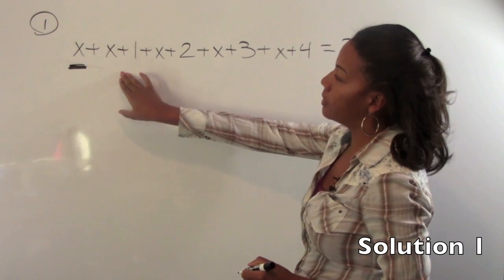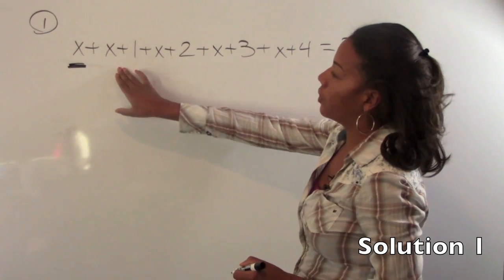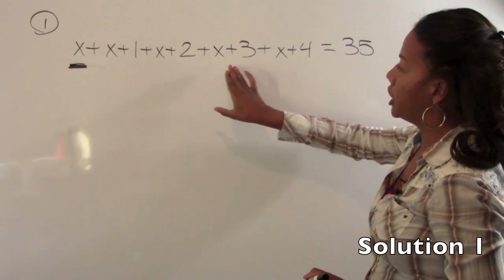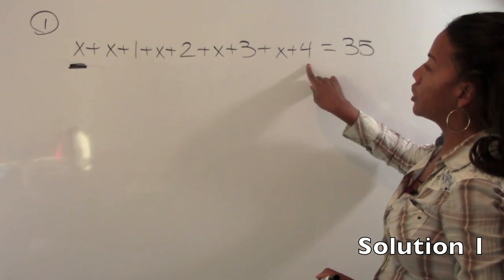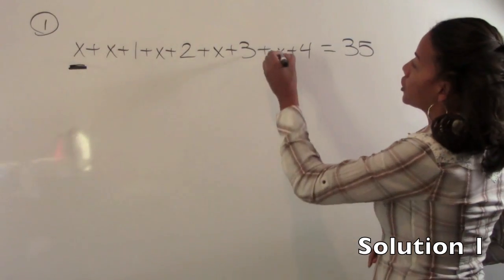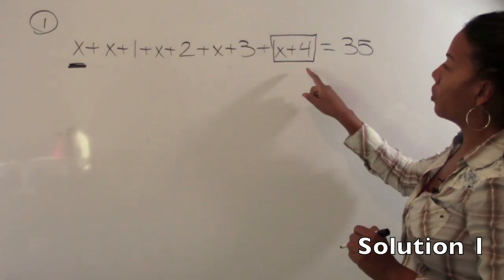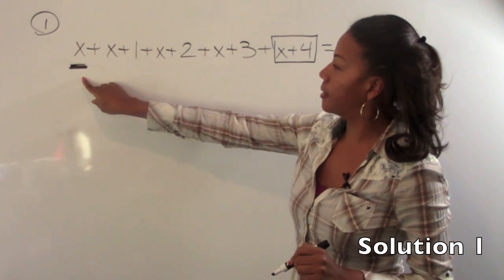So the second one is going to be 1 more than the first. The third one is going to be 1 more than the second one. So we'll continue to add 1 for each number until we get to x plus 4, which is our 5th term. And we're asked to find the value of the largest term, so we're asked to find out what x plus 4 is. If you got this one wrong, you might have just solved for x.